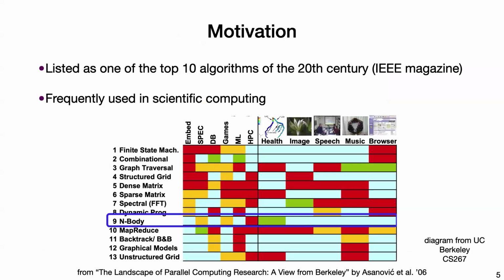And here's some more motivation. FMM, fast multipole method, was in this article on the top 10 algorithms of the 20th century that they wrote in 2000. And it is frequently used in scientific computing. So this is the same diagram that we had before. Last time we were doing FFT here, and today we're doing n-body simulation, which is there. So n-body simulations take up a lot of cycles on supercomputers.